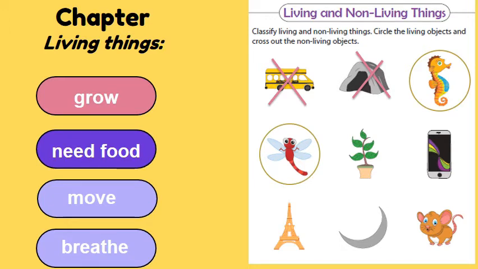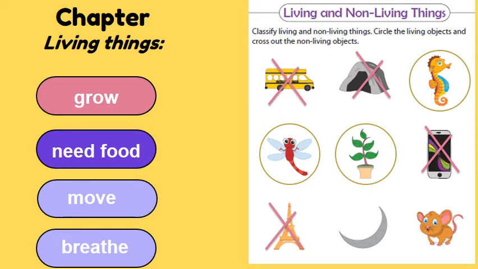We can see a plant. We all know that plants are living things because they need sunlight and water to grow. We can see a cell phone. Is it a living or non-living thing? Of course, it's a non-living thing. We can see a bridge made up of stone. So it's a non-living thing.